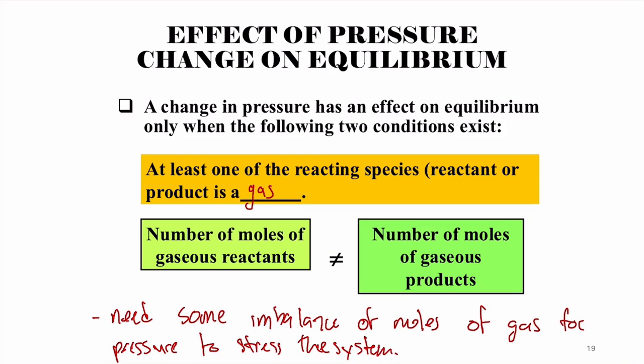Right, so on our product side and our reactant side, we need to have a different number of moles of gas. And this will ultimately be related to the concentrations of those gaseous products and reactants. And remember, when we're looking at equilibrium, gaseous products and reactants are the most dominant in determining the equilibrium.